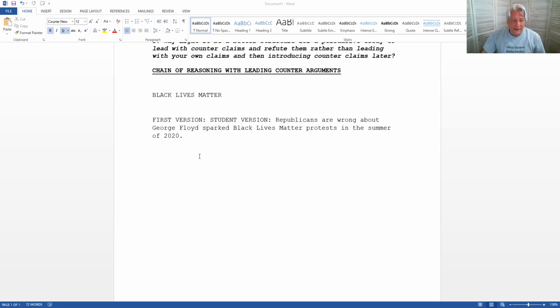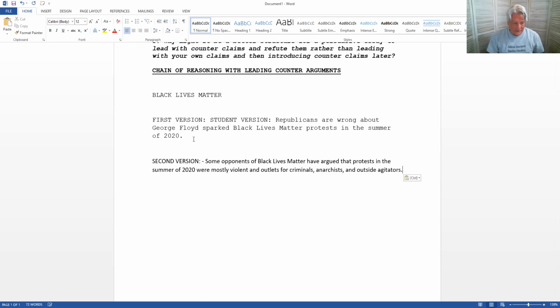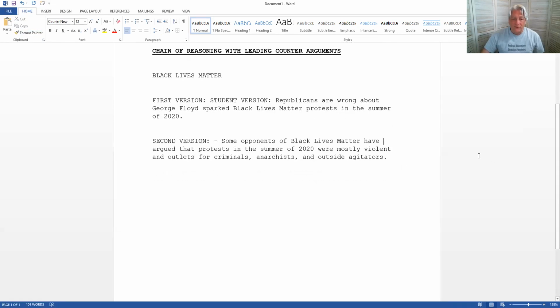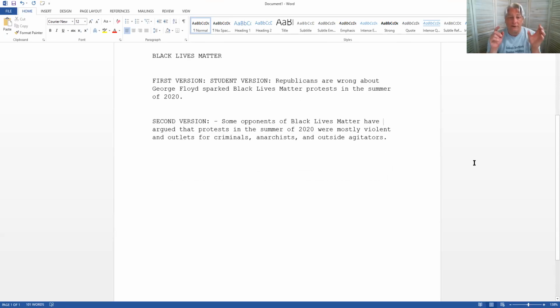So let's evolve it. Here's a second version, which again is not coming out the way I want it to. So I've got to do that. So some opponents of Black Lives Matter have argued that protests in the summer of 2020 were mostly violent outlets for criminals, anarchists, and outside agitators. Okay, this is better, right?